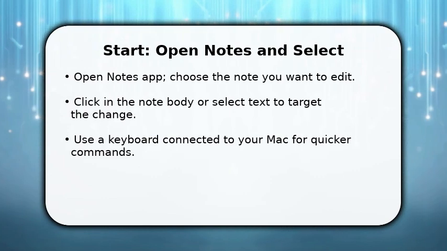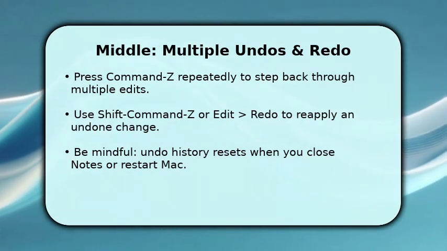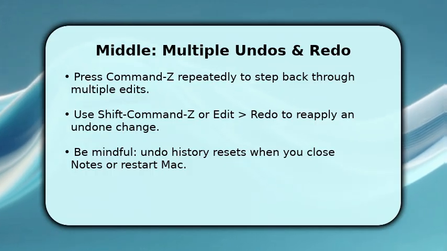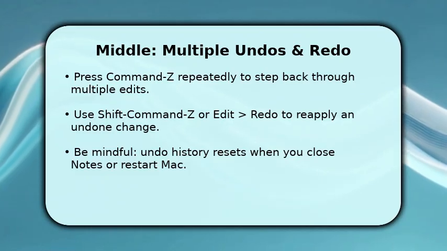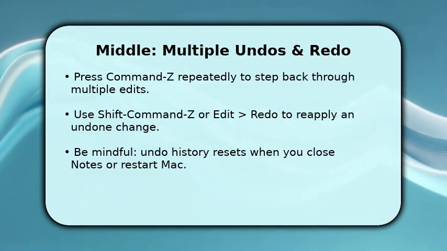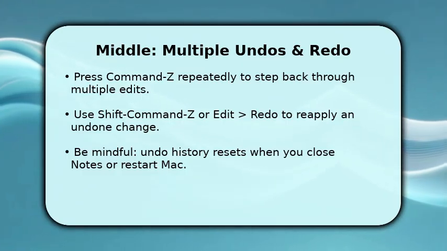Now that you know the single undo, you can step back through several edits by pressing Command-Z repeatedly. Each press reverses one earlier action. Once you've gone too far, use Shift-Command-Z or Edit Redo to move forward again. This is useful when you want to compare earlier versions without permanently losing work.